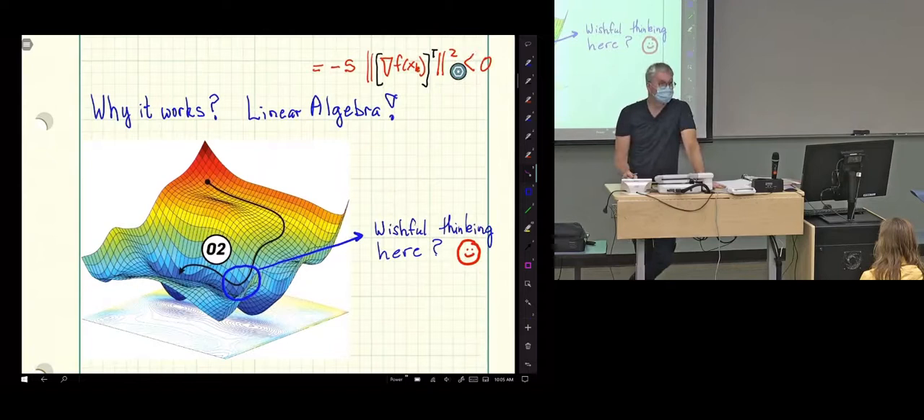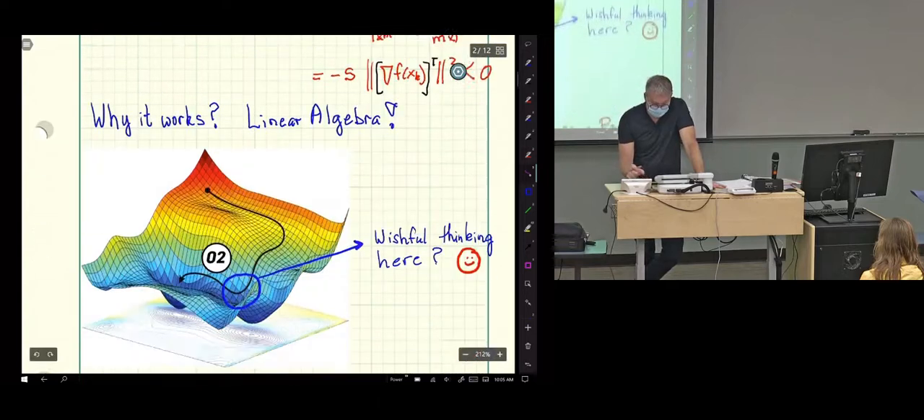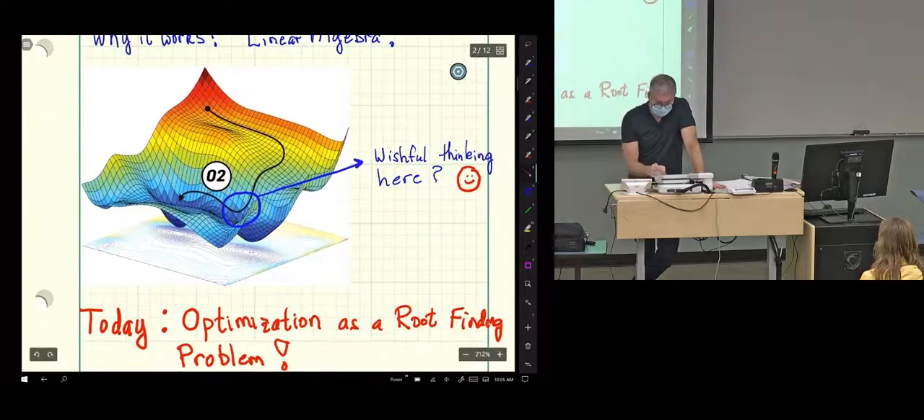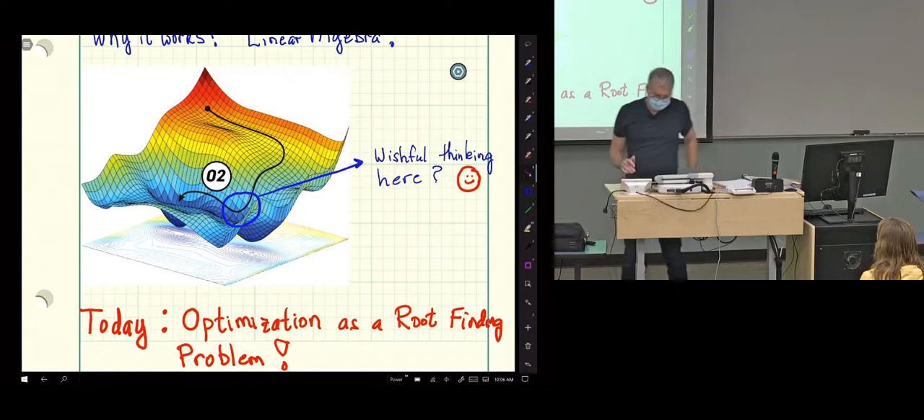And so it works because of linear algebra. Norms of a vector, and you're doing it based upon the linear approximation. And in principle, this is how it works. And this is one of the prettier pictures I found, but I don't know. It doesn't look like it's rising here to me, so I think that's wishful thinking on the author, but you get the idea, okay?